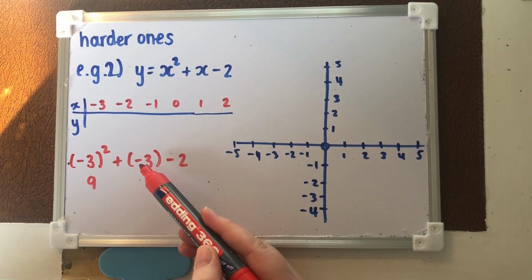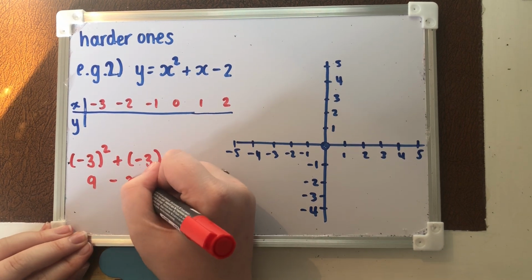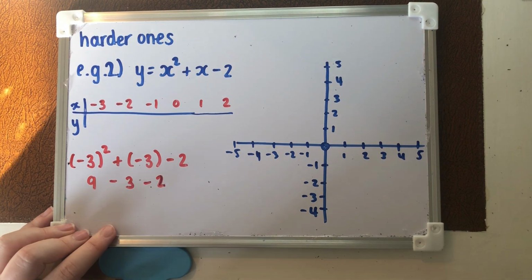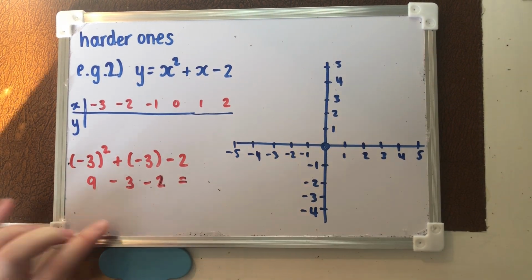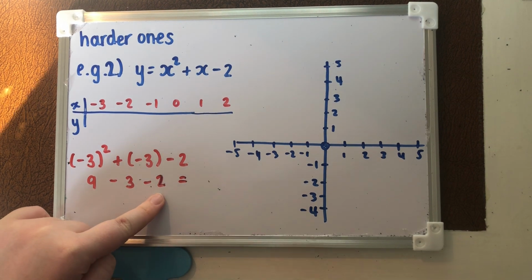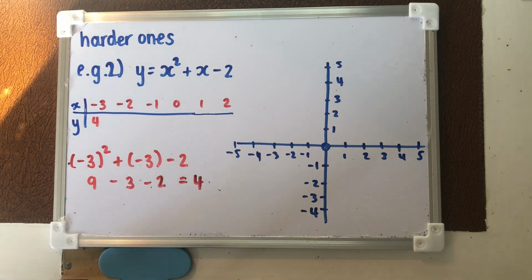If we're adding a negative number, that means we just subtract it, so it'd be subtract 3. And then obviously we've still got the take away 2 on the end. Then we can work out what that is. So that take away 3 will give us 6. 6 take away 2 gives us 4. So the first one is going to be 4.